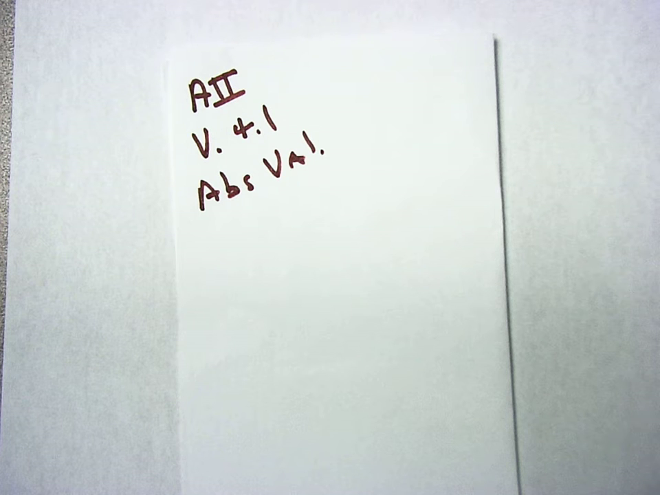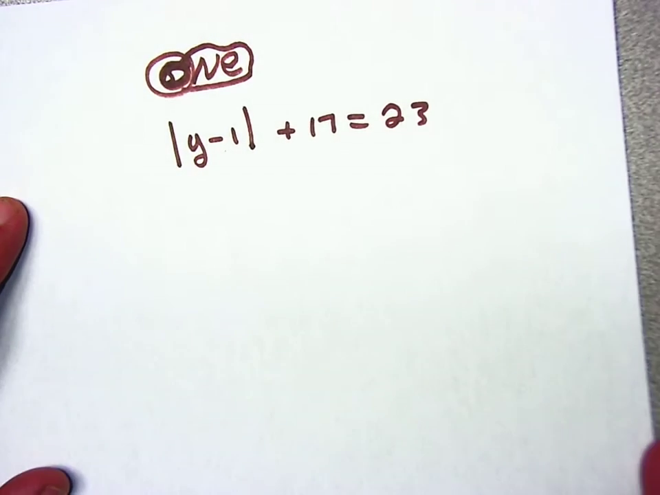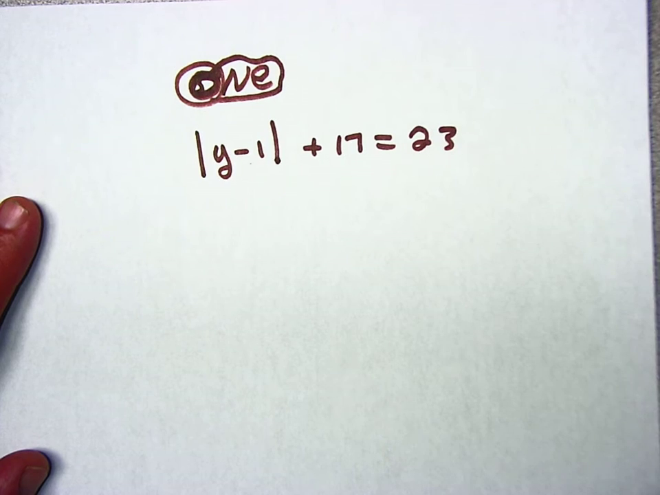This is Algebra 2, Video 4.1, Absolute Value. Okay, so here's example 1. I'm not really sure why I wrote out the word 1, but anyway, this is example 1. What you're noticing, we're still in equations. You know how much I love my equations.